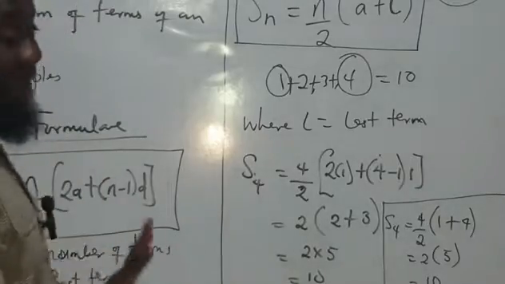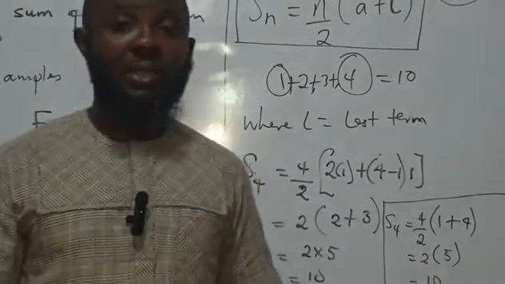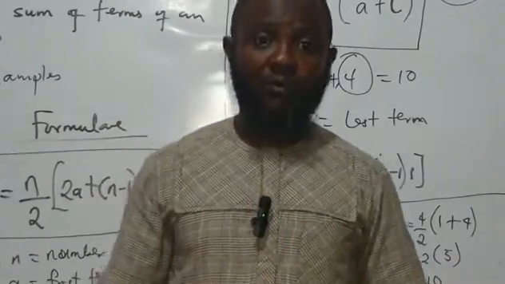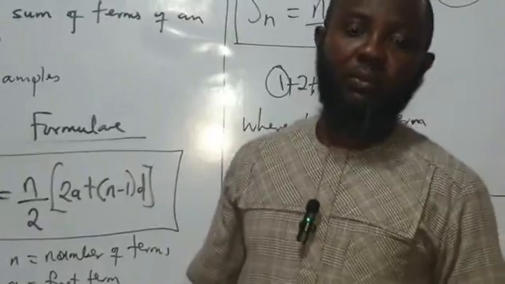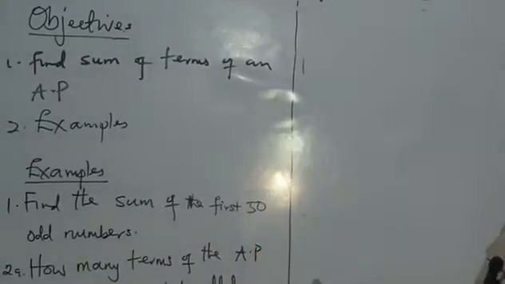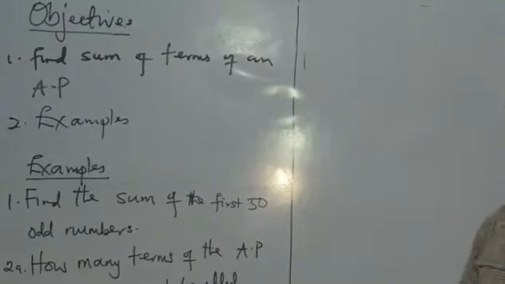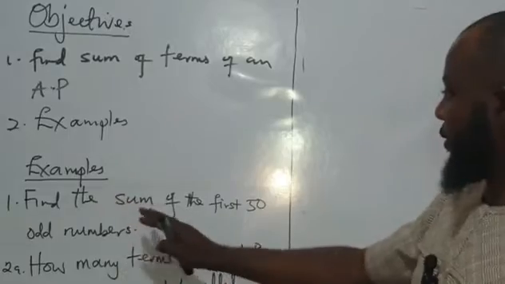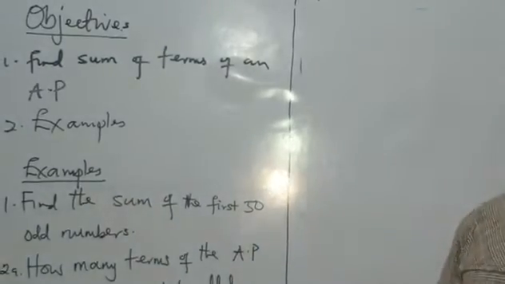So I've explained the two formulas that we have for calculating the sum of terms of an AP. We're going to look at questions now, right? All right, let's look at these two questions. Before we move on, let's start from simplest to complex. Find the sum of the first 50 odd numbers.